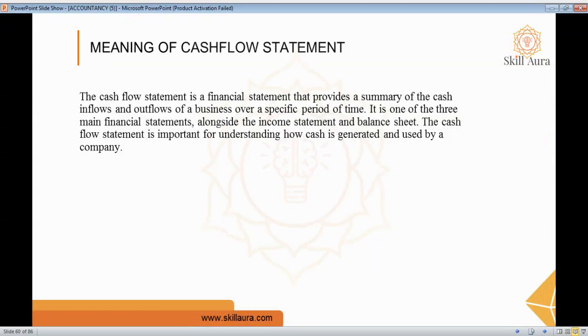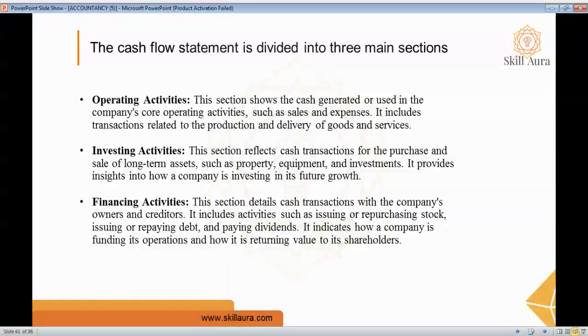Okay, the next one is the cash flow statement. It is a financial statement that provides a summary of the cash inflow and outflow of the business over a specific period of time. And it also includes three main sections, that is operating activity, investment activity, and financial activity.